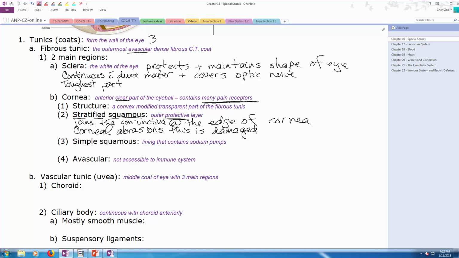Interestingly, now we have our lovely fibrous CT that's actually linear and regular underneath that stratified squamous epithelium. And then when we go to the inside of the eye, we also have squamous, but here it's just simple squamous epithelium on the inside of our cornea. And the interesting thing about this, these cells contain sodium pumps. And the sodium pumps are to pump sodium out of the lens.